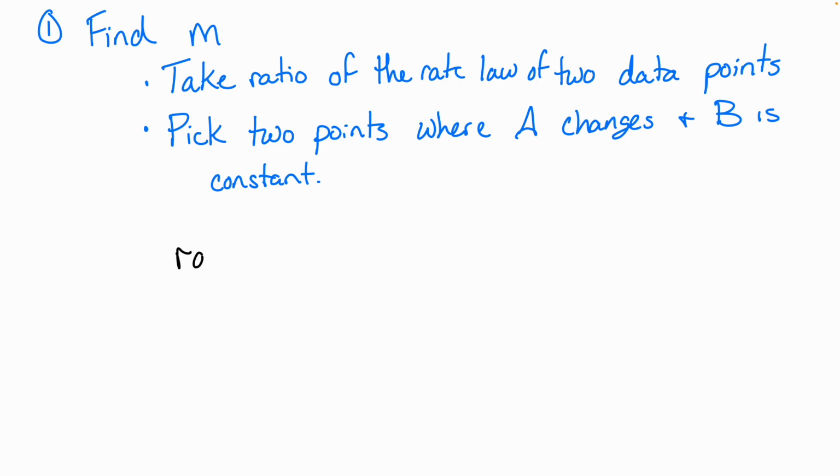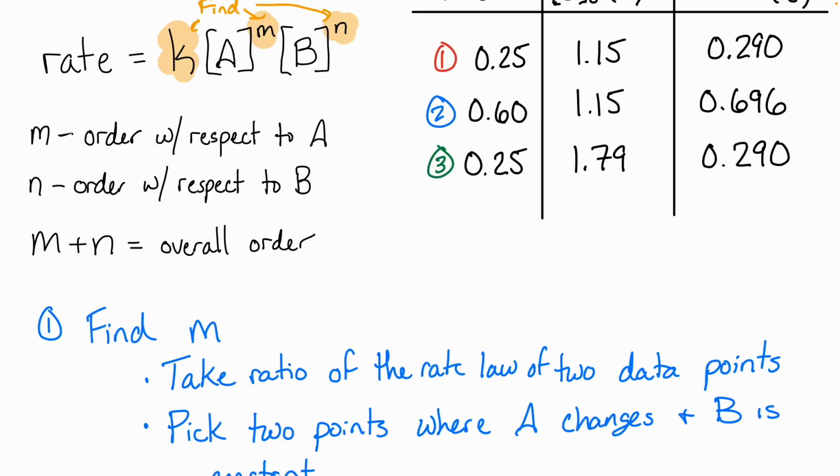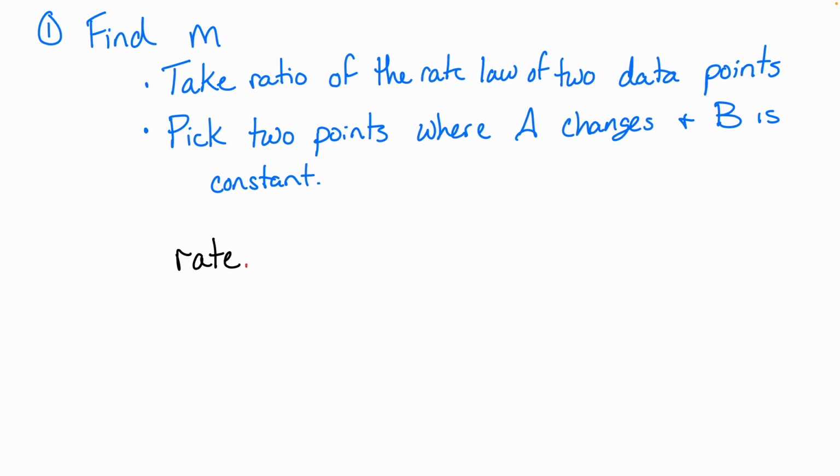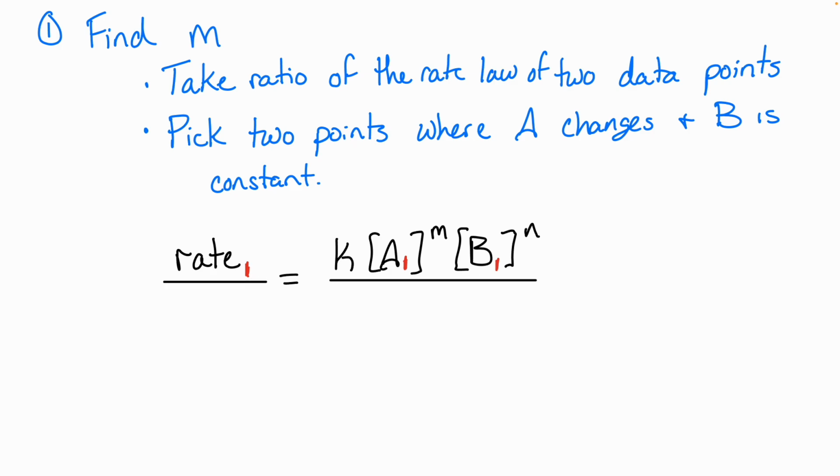All right, so that would be the rate of that first data point, which we know from our rate law is equal to K times the concentration of A at that first data point, raised to that unknown power, times the concentration of B of that first data point, raised to that unknown power. And we're going to divide it by the rate law of our second data point.